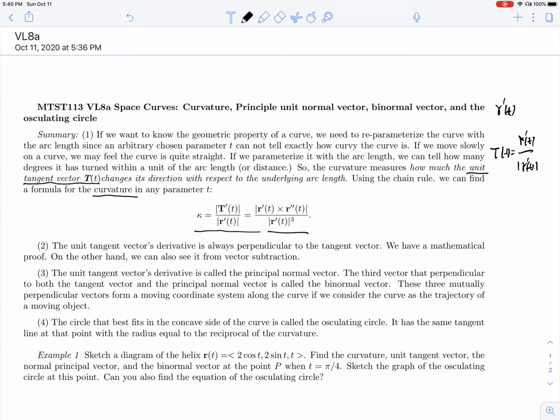So how can we reason this is the right formula? We can think about this. This is just a heuristic one. We remember that T of t is r prime of t over the length of r prime of t, right? So if you take the derivative, you need to use the quotient rule. Of course, here we're going to have the denominator over here squared, right? And then we have things on top, okay? So that's reasonable to have this kind of formula. We have over here r prime of t cubed, and then on the top we have r prime of t and a cross product of double derivative, okay?